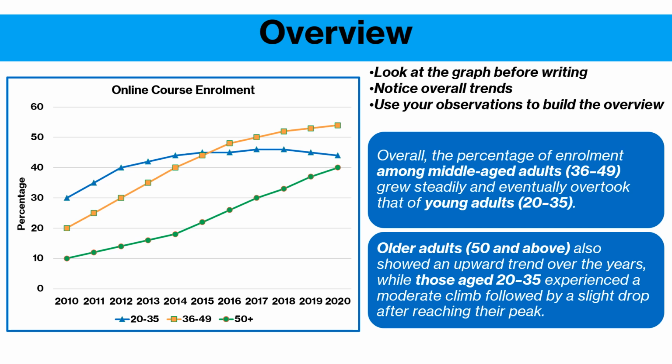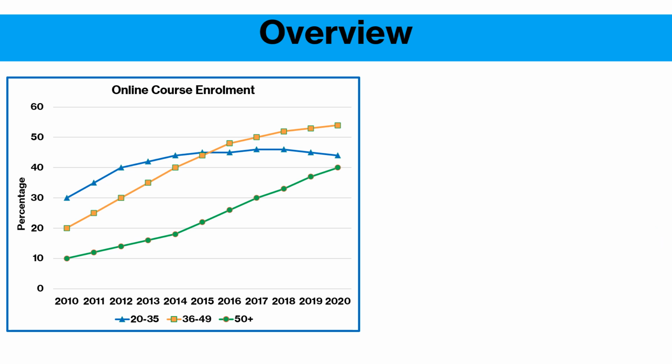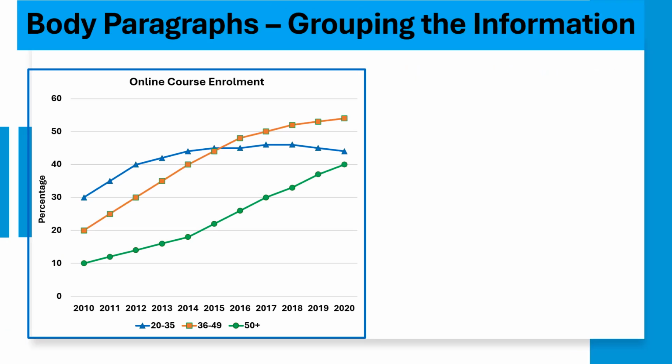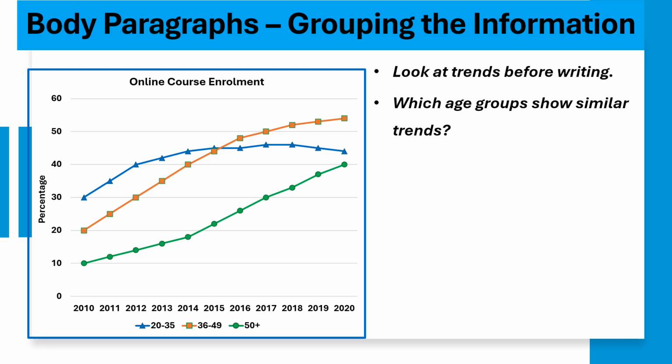Let's put both sentences in a paragraph on the next slide. So here is the overview. Now let's move on to the body paragraphs. Before we start writing the body paragraphs, let's take another close look at the graph. Ask yourself, which age group shows similar trends? Which ones stand out as different?